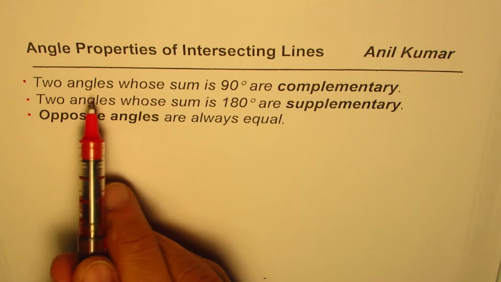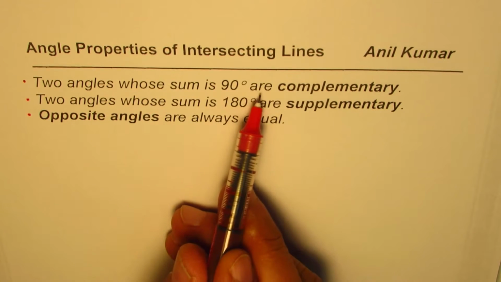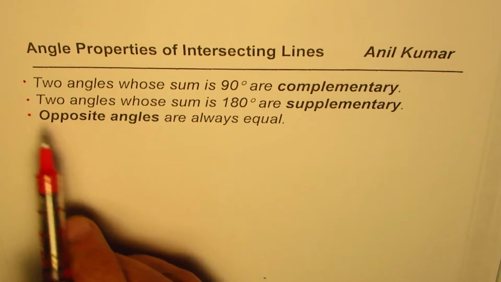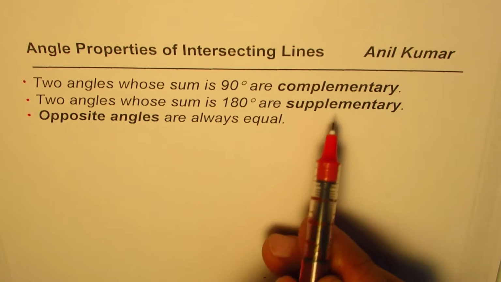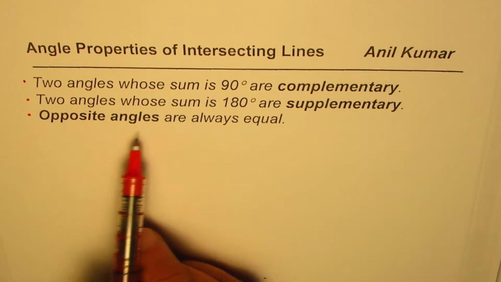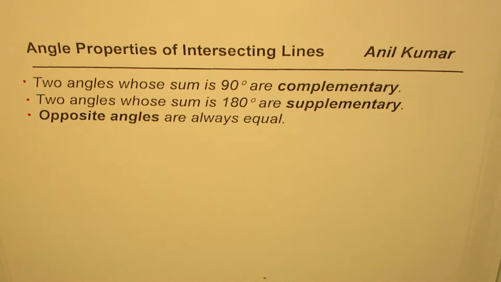First one, two angles whose sum is 90 degrees are complementary. Second one, two angles whose sum is 180 degrees are supplementary, and then opposite angles are always equal. Okay, now that is what is a fact.